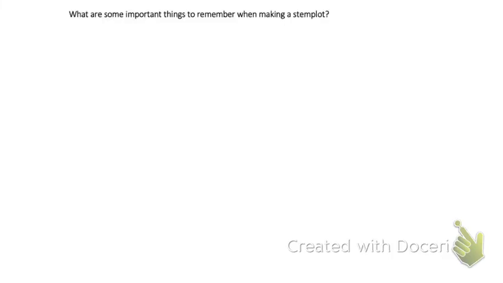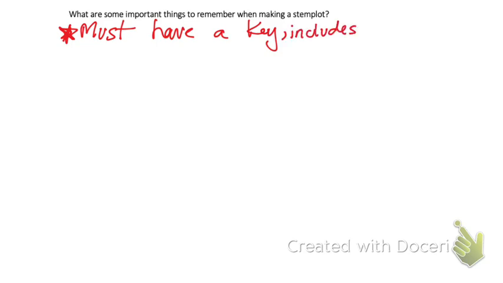So real quick, let's just look at some important things to remember when we're making a stem plot. The most important thing, probably the thing that you're going to forget the most, is you must have a key. Must have a key. So make sure you always have a key that includes units.